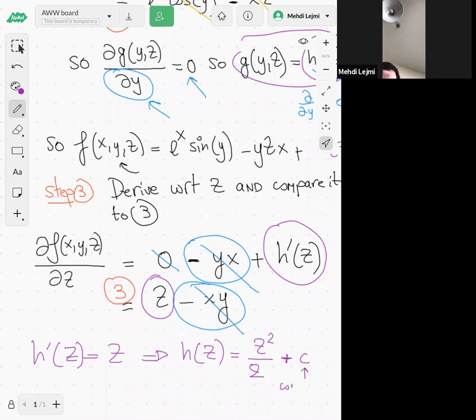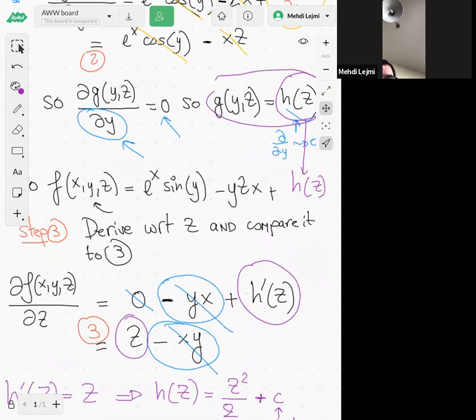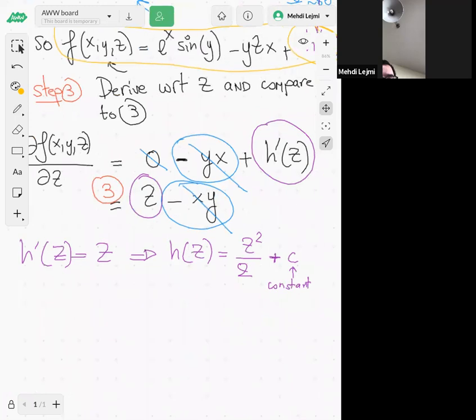Some constant here. So what we are saying is that this function h of z is actually z squared over 2 plus constant. So now, if we come back to my function f, we know that this function h of z is z squared over 2 plus constant. Then this would be my potential function f. So it's e to the x sine of y minus yzx plus z squared over 2 plus some constant, right? So find the answer. Conclusion here.